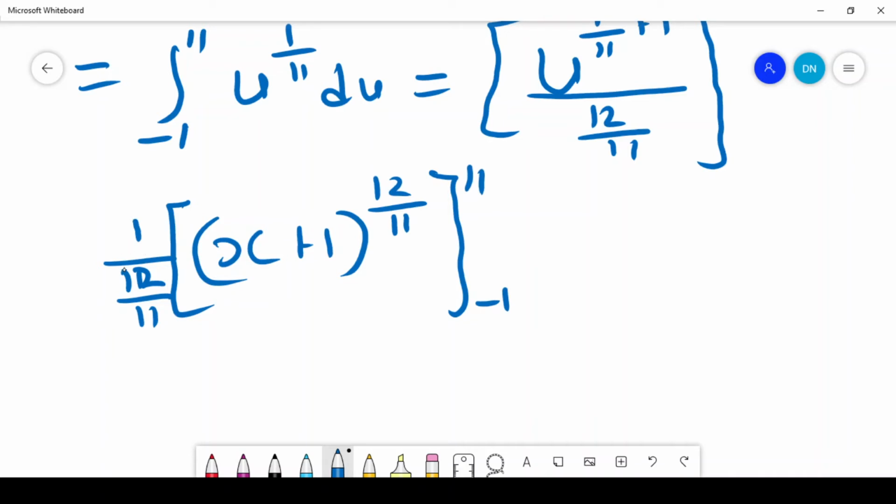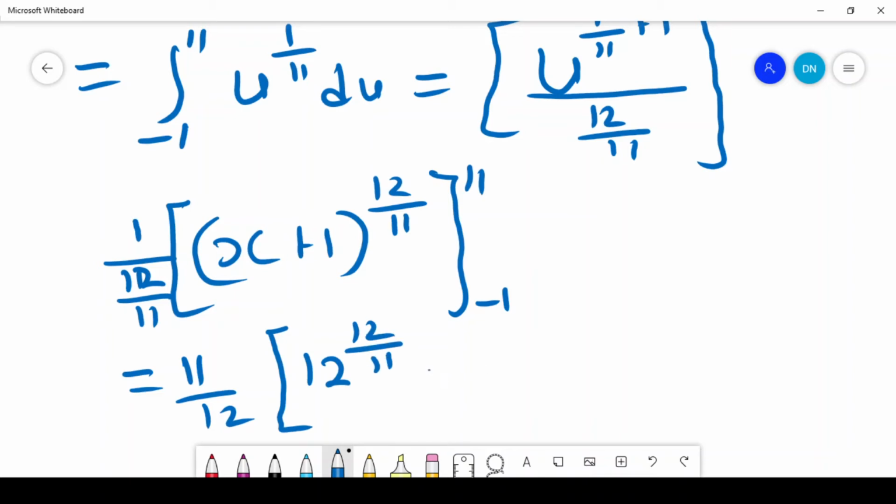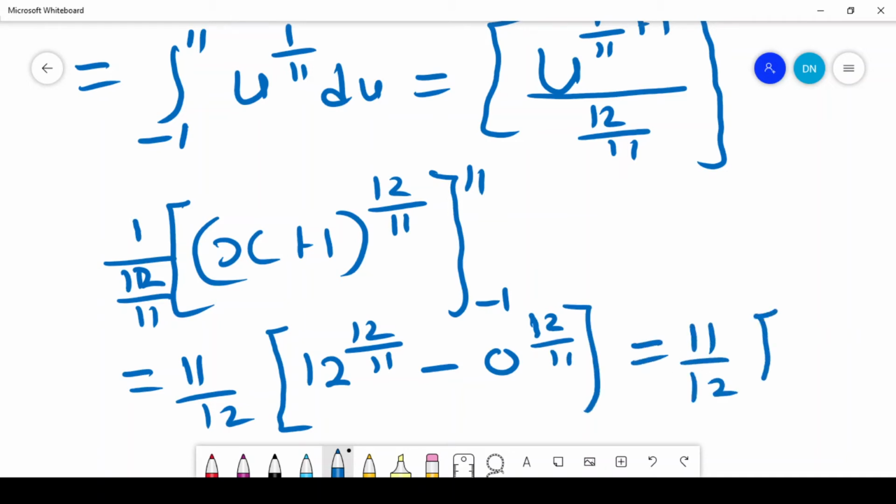And so this will be affected. This will be 11 over 12. This is 12 raised to power 12 over 11 minus negative 1 plus 1, which is 0, raised to power 12 over 11. So the answer will be 11 over 12 times 12 raised to power 12 over 11.